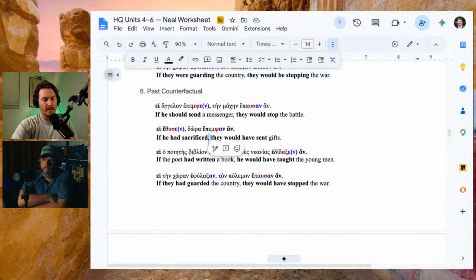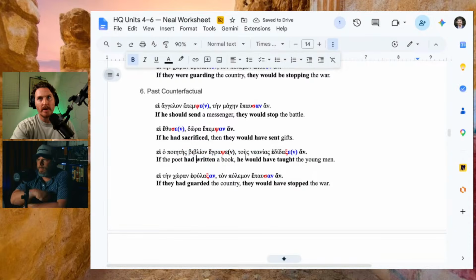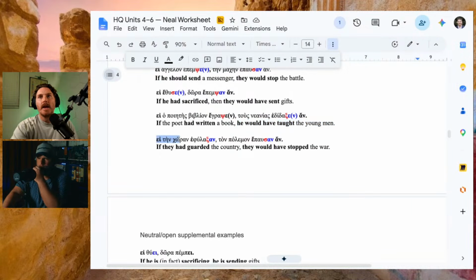And then an is like optional here. Ei ho poietes biblion egrapsen, if the poet had written a book, tous neanias edidaxen an. Sorry, edidaxen an. You can see sigmas here, right? Red, sigma, sigma, sigma. Psa has a sigma, xa has a sigma. He would have taught the young men. And then ten horan efulaxan, if they had guarded the country, ten horan, ton polemon epausan an, they would have stopped the war.